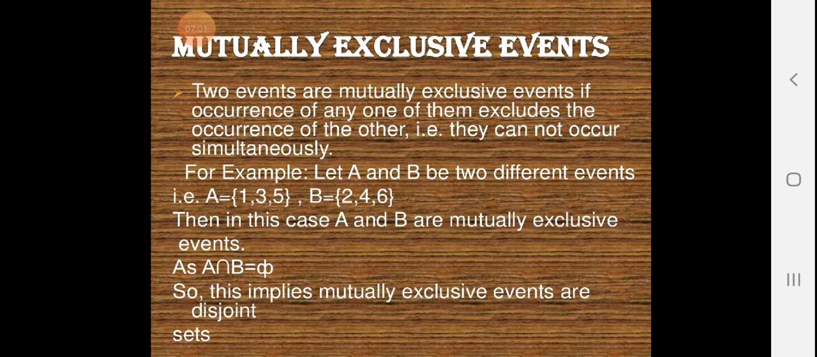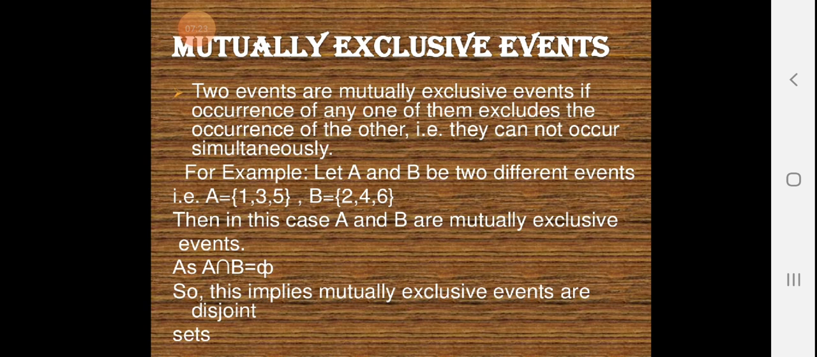Now, mutually exclusive events. Two events are mutually exclusive if the occurrence of any one of them excludes the occurrence of the other. That is, they cannot occur simultaneously. Let's see an example. Let A and B be two different events. Here A is 1, 3, 5, which are odd numbers.